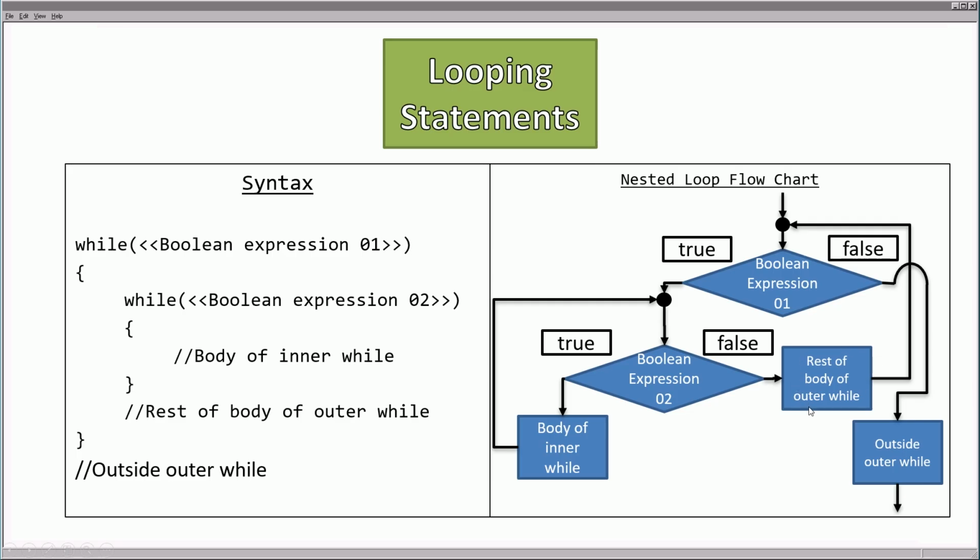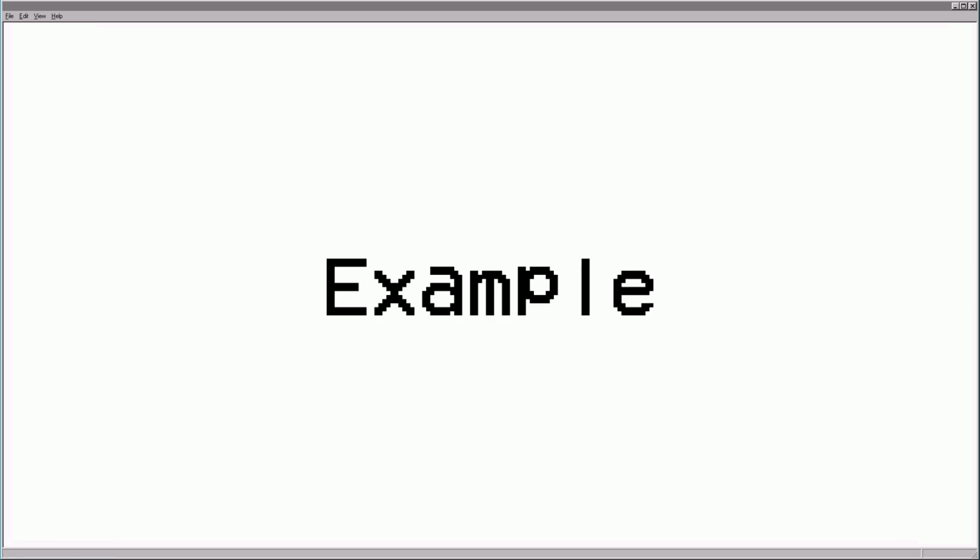Once we've run the body of this outer while loop, it loops back up to here and then checks this Boolean expression again. Assuming this is true, we then check this Boolean expression and keep looping this until it's false, then we loop back up. Now, once Boolean expression 1 evaluates to false, then we jump out of here to the outside of this outer while loop and continue on. Now, let's see an example of this.